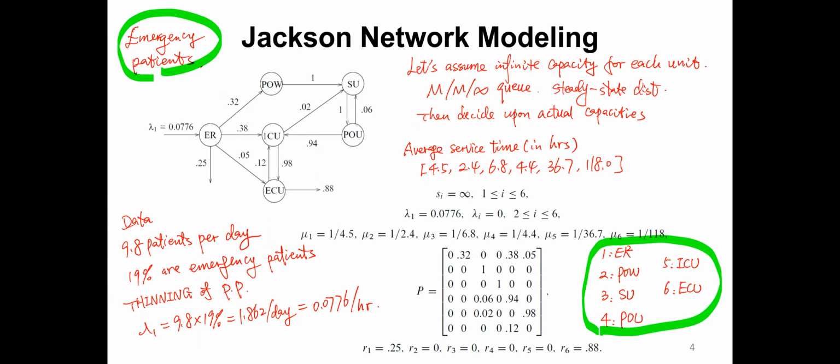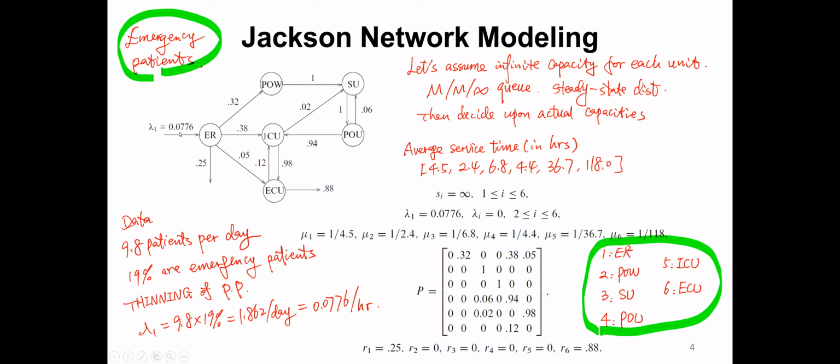So in order to do the capacity planning, we are going to develop a Jackson network model. Previously, we had a semi-Markov model, and now we are going to study the queue. So the Jackson network is actually a queuing network model. Here is a network for the emergency patient. You see here, there is an arrival rate. The arrival rate is from outside.